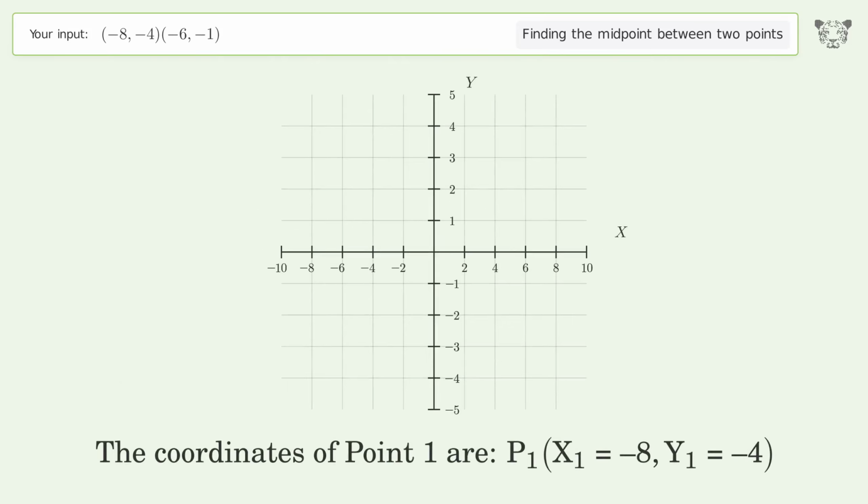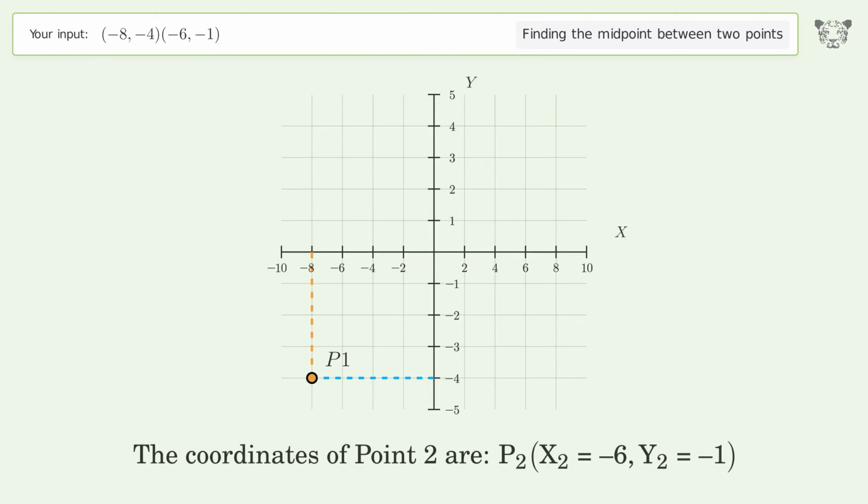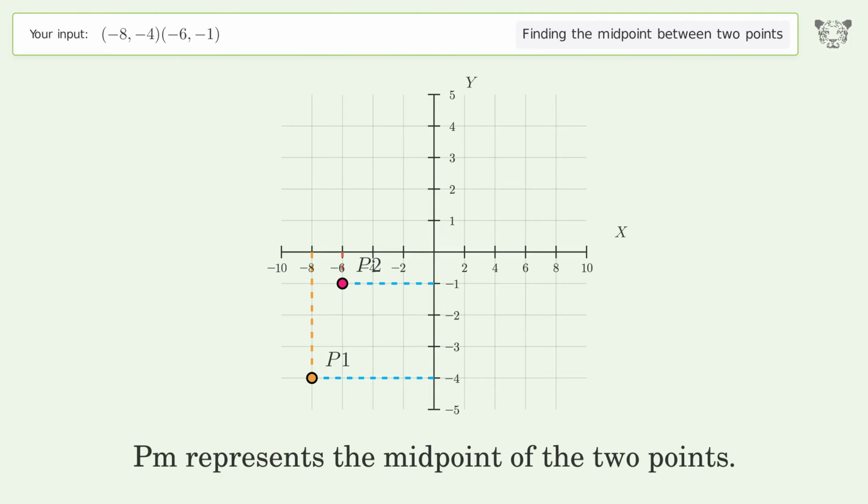The coordinates of point 1 are x1 equals -8, y1 equals -4. The coordinates of point 2 are x2 equals -6, y2 equals -1. PM represents the midpoint of the 2 points.